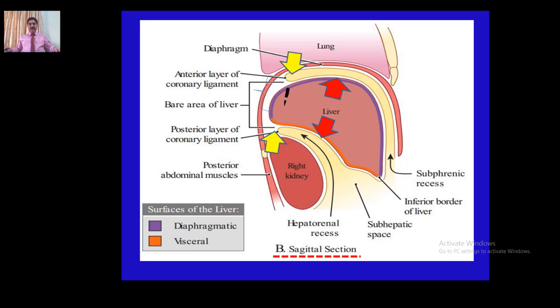Between superior and inferior layer of the coronary ligament, an area of the liver is not covered by peritoneum and it lies directly in contact with undersurface of the diaphragm, separated from it by connective tissue. This area of the liver which is not covered by peritoneum is called the bare area.